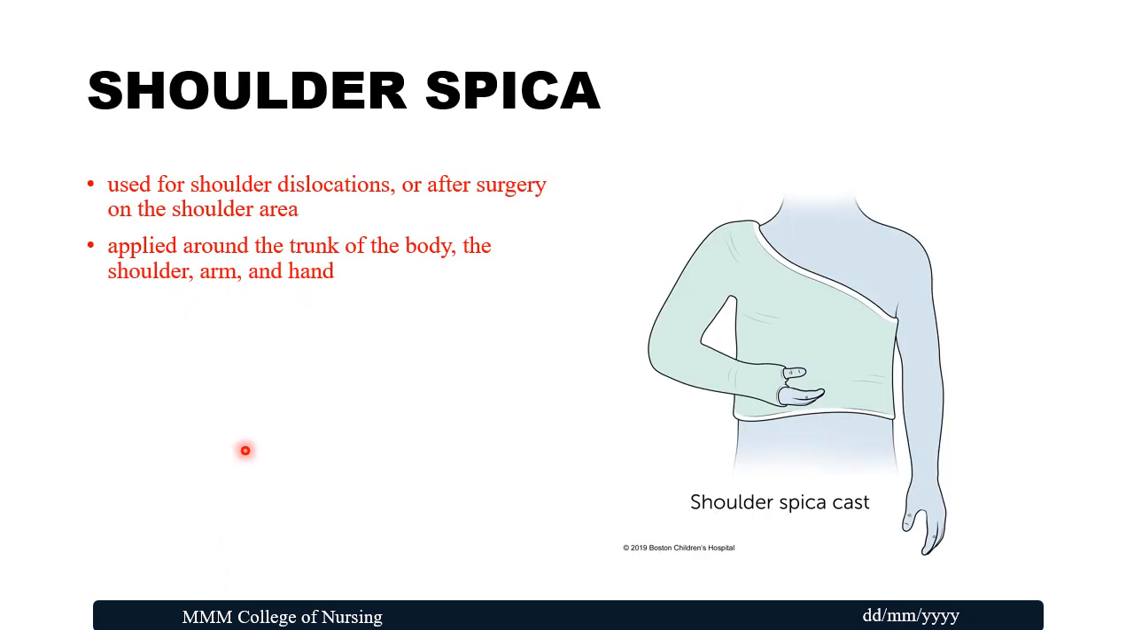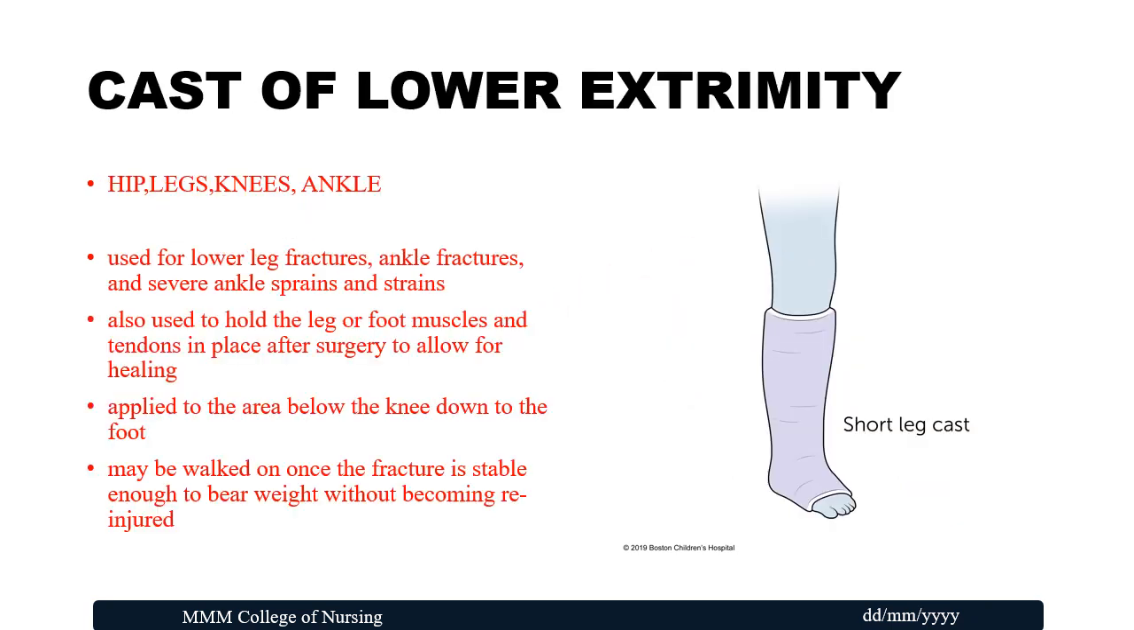Next is the shoulder spica. The shoulder spica is used for shoulder dislocations or after surgery on the shoulder area. It is applied around the trunk of the body, as you see here, and covers the shoulder, arm and hand. The entire part is covered. This is the shoulder spica. Next is the cast of the lower extremity, that is, the short leg cast.